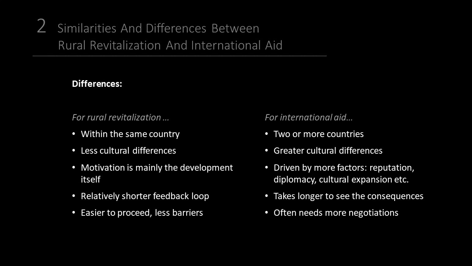Consequently, rural revitalization has a relatively shorter feedback loop, as the response is quicker, so it can be seen as a scaled-down and quicker version of international scaled aid actions. And with the core of both actions being similar, analysis of rural revitalization could also be valuable as a reference for making improvements in international aid.